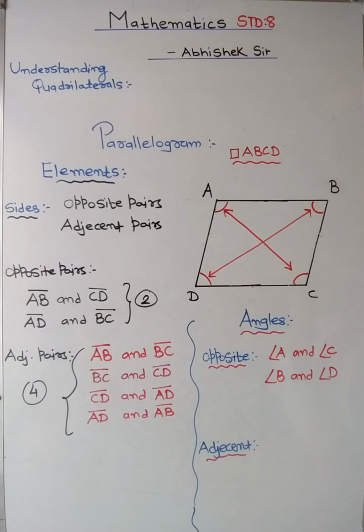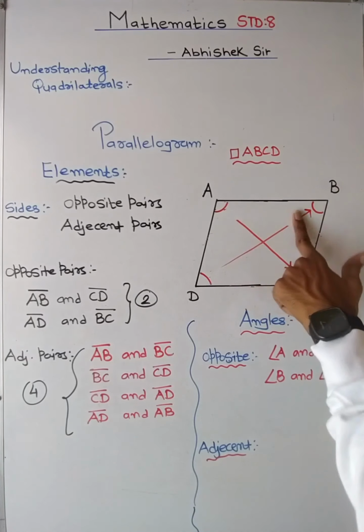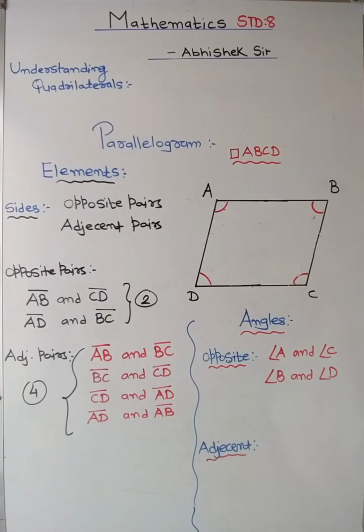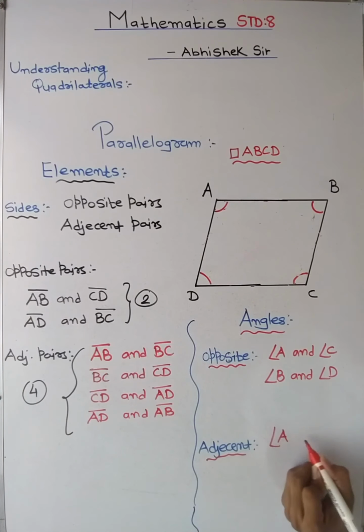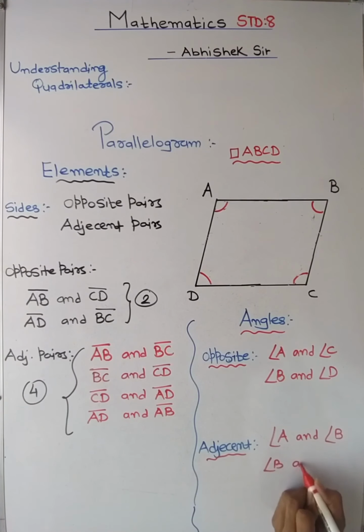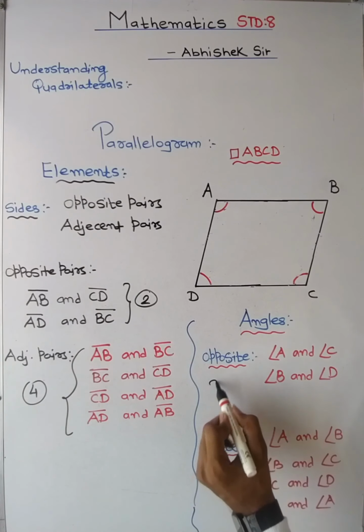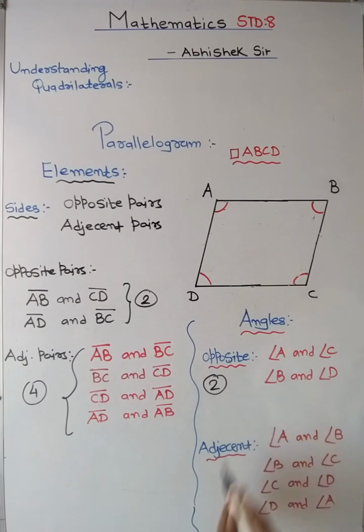Now let us talk about adjacent pairs. Adjacent, you just have to go clockwise or anti-clockwise step by step. If you start with A, the next will be angle B. If you start with B, it will be angle C. If you start with C clockwise, it will show angle D, and if you start with angle D, clockwise it will be A. Clear? So again, just like sides, we have two opposite pairs of angles and four adjacent pairs of angles.